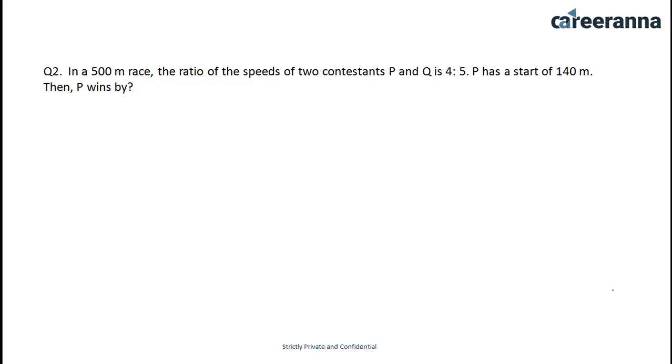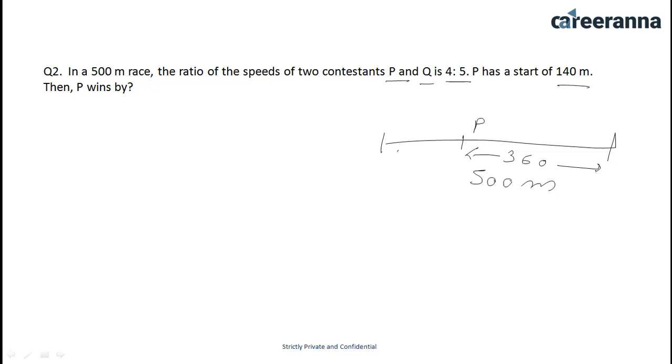Next question says, in a 500-meter race, the ratio of speeds of two contestants P and Q is 4:5. P has a start of 140 meters, then P wins by how many meters? This is the question. So suppose that this is a racetrack of 500 meters. P would be somewhere here. This distance should be 360 meters.